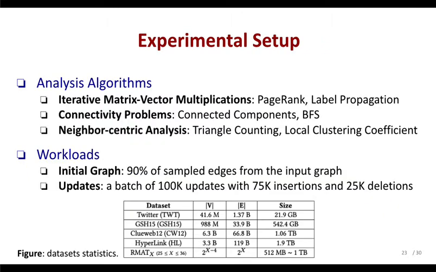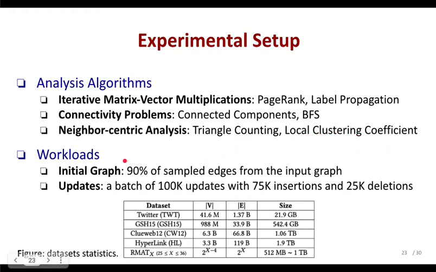I will explain our experimental setup. We use 3 groups of queries, and group 1 consists of iterative matrix vector multiplication algorithms such as PageRank and label propagation. And group 2 solves connectivity problems such as connected components and BFS. And group 3 are representative neighbor-centric graph analytics algorithms such as triangle counting and local clustering coefficient.